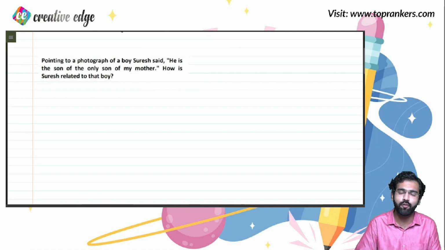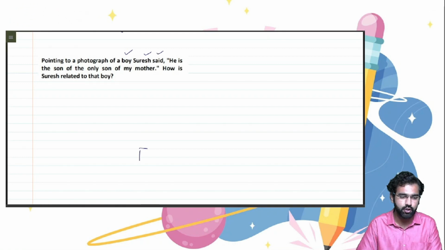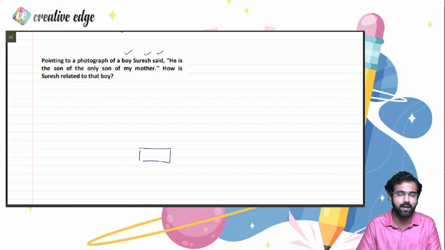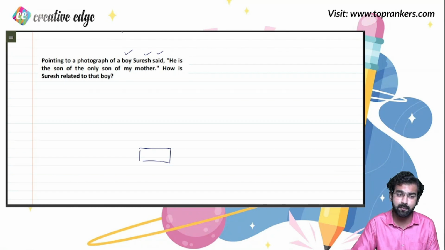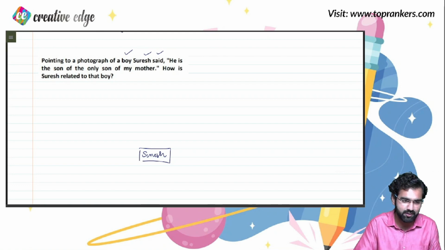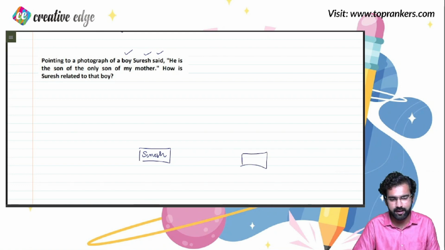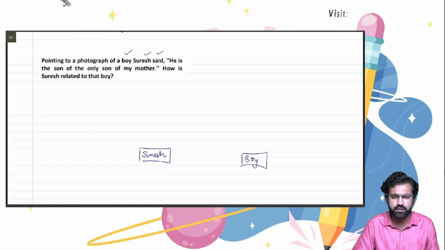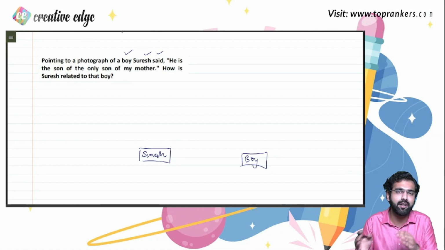That pointing to a photograph of a boy, Suresh said. So there is this Suresh in this picture. Through names, if you can deduce, you are definitely allowed to figure out their genders. For example, Suresh to me is clearly a female. Now Suresh is pointing towards a photograph. So in the photograph, there is a boy. Boy means there is one guy over there. So there is a boy and this boy is being pointed at by Suresh.